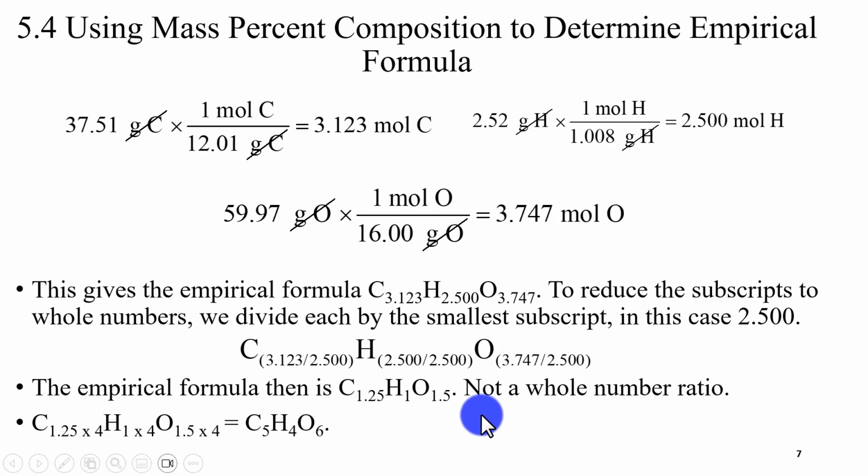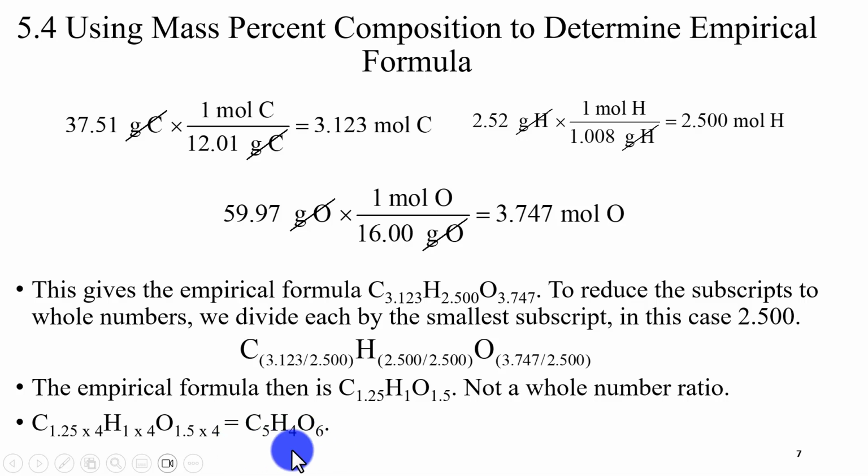And how do I get these to be whole numbers? Well, if I multiply everything by 4, then I get a whole number ratio. So I take carbon, 1.25 times 4, hydrogen is 1 times 4, and oxygen is 1.5 times 4. 1.25 times 4 gives me 5, 1 times 4 gives me 4, and 1.5 times 4 gives me 6. So the empirical formula then becomes C5H4O6.